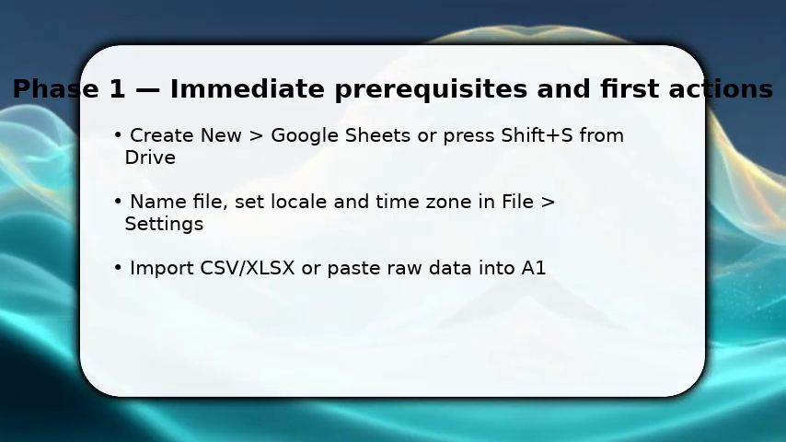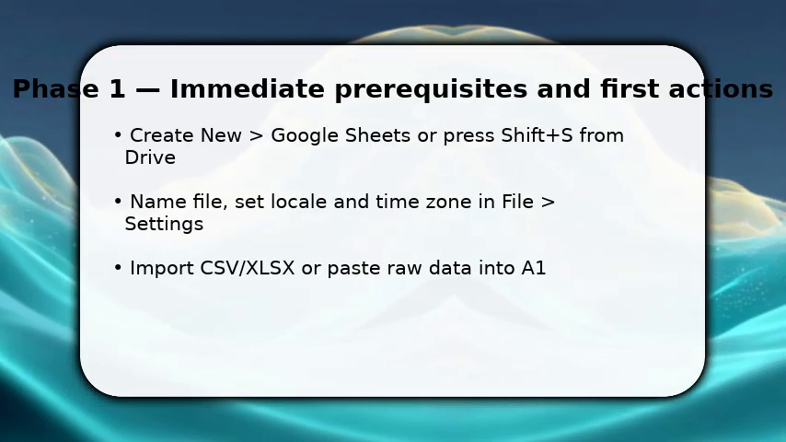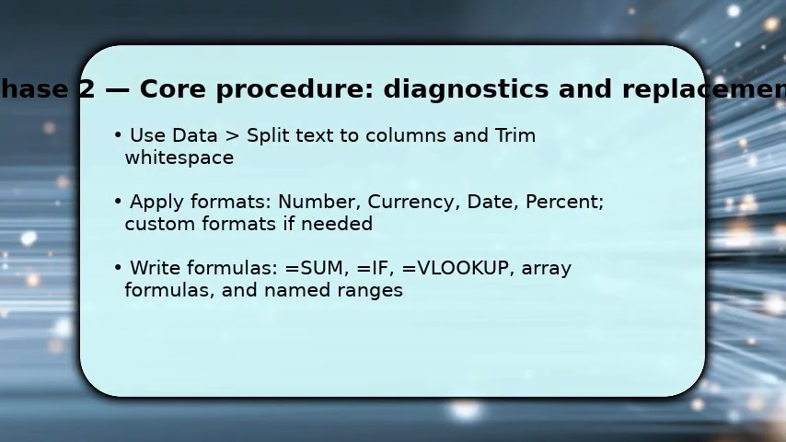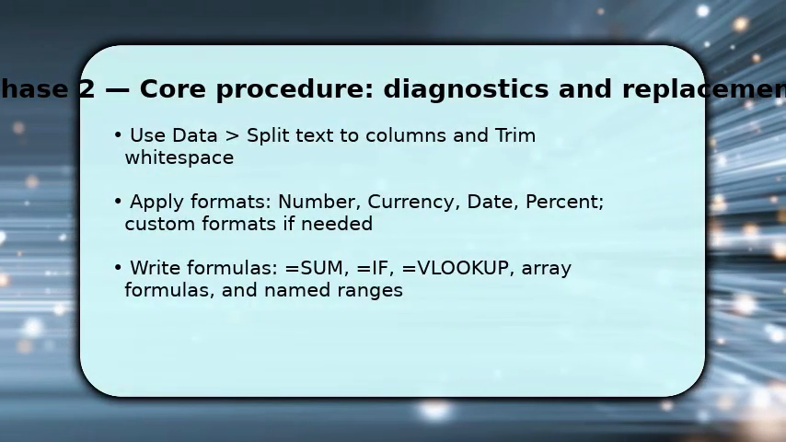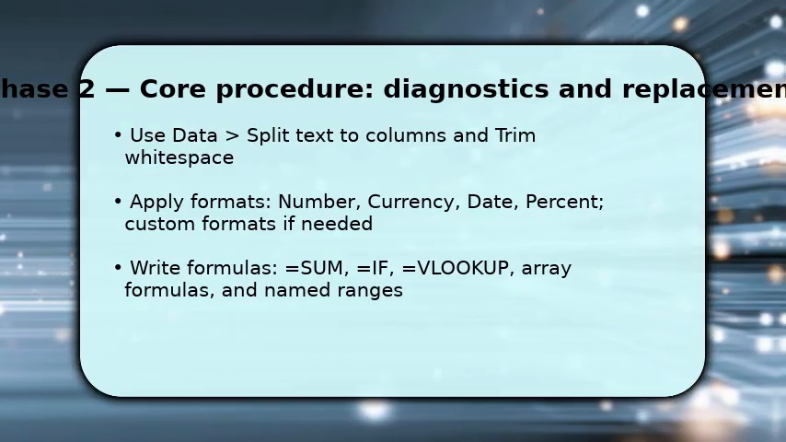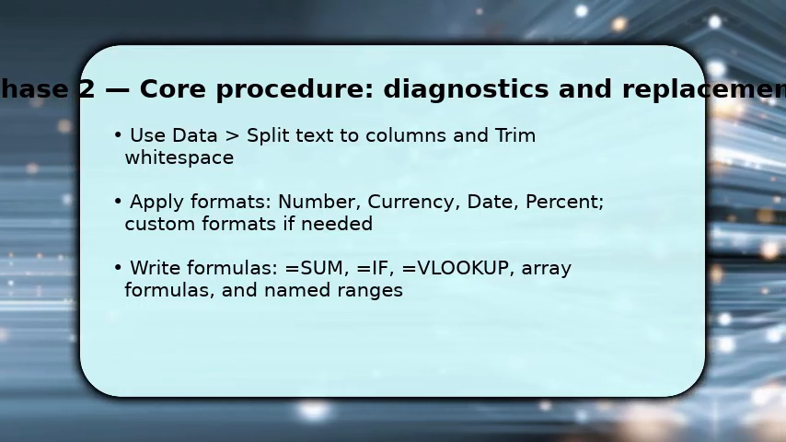Make sure to name the file immediately. It saves automatically, but a clear name prevents confusion when sharing or using version history. You now clean and structure the sheet, split columns, trim spaces, and create named ranges for repeat use. Then apply number, date, and currency formats so values behave correctly in calculations.